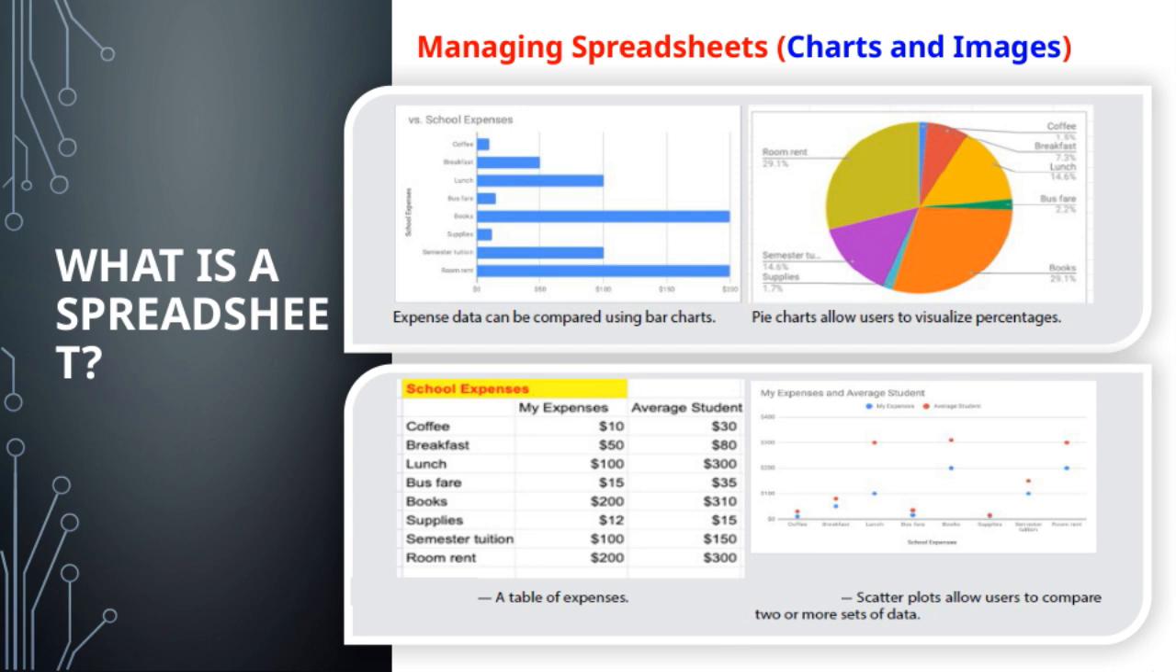A spreadsheet is essentially a digital grid where we can organize, analyze, and present information efficiently. Charts help us transform raw numbers into visual representations, making trends and patterns much easier to spot. And images can add context or clarity, especially when illustrating concepts or making presentations more appealing. Incorporating these visual elements isn't just about aesthetics, it's about improving understanding and communication. As we move through the presentation, keep in mind that mastering how to manage and customize charts and images will greatly enhance the impact of your spreadsheets. It's all about making data accessible and compelling for your audience.